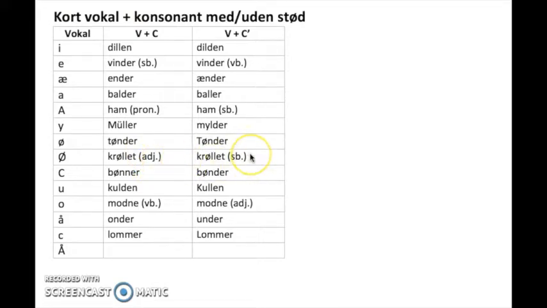Here the difference is quite small compared to some of the other ones, but there is one. Müller, müller. Tønner, tønner. Krøllet, krøllet. So you can hear there is a difference. This one has emphasis on it. For example, this one means barrels, but this one, tønner, is a city. Again, the pronunciation difference does actually make a difference in which word we're saying.